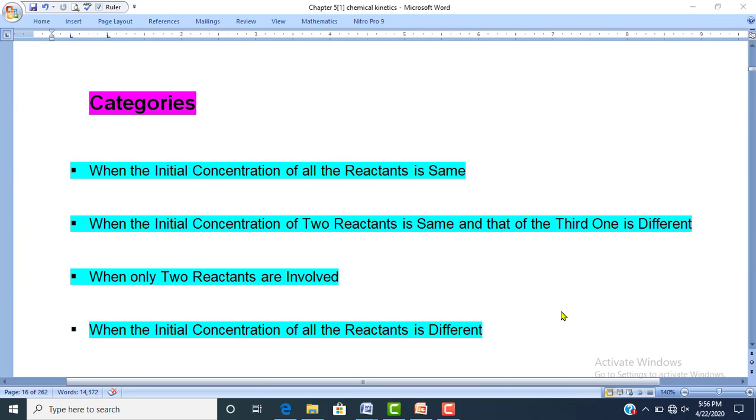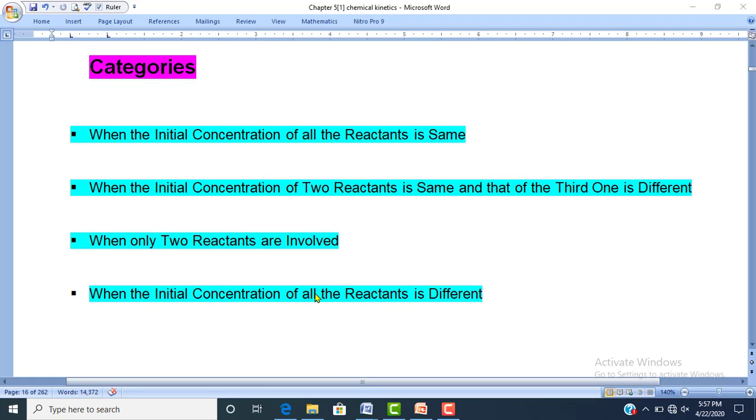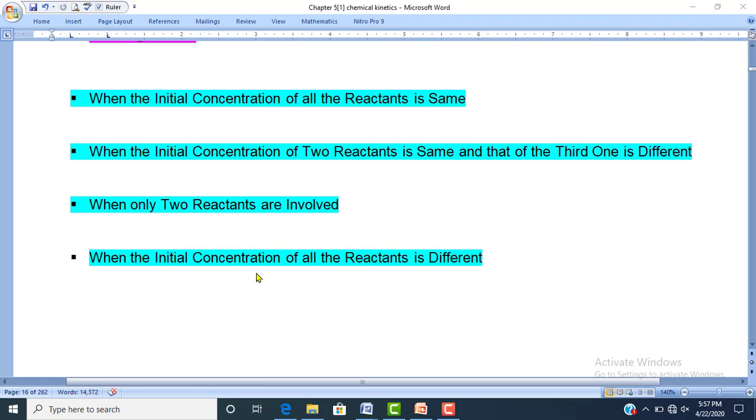With reference to the categories, there are 4 categories of the third order reaction. Number 1, when the initial concentration of all reactants is same. Number 2, when the initial concentration of two reactants is same and that of the third reactant is different. Third option, when only two reactants are involved. And number 3, when the initial concentration of all the reactants is different.